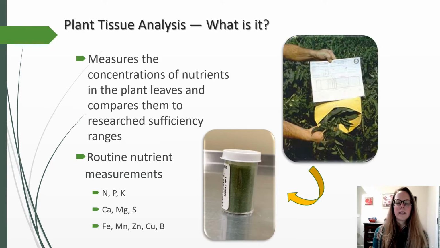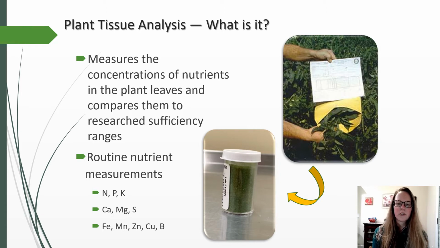So what exactly is a plant tissue analysis? A plant tissue analysis measures the concentrations of nutrients in the plant leaves and compares them to research sufficiency ranges. So how does this process begin? It begins when a grower goes out into his field and collects a representative leaf tissue sample for the crop he is working with. This is demonstrated in the picture at the top. The package is then submitted to an agricultural lab, and the lab then dries and grinds the leaf tissue as shown in the bottom picture.